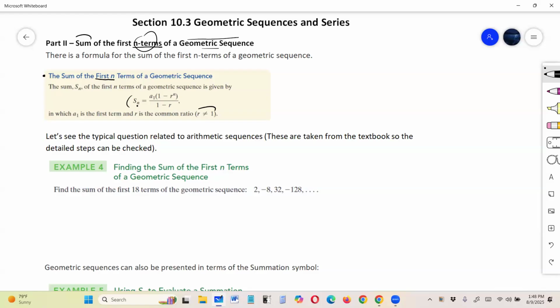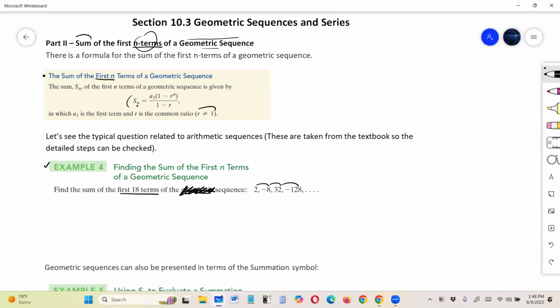So these are typical examples. This is one example taken from your textbook. It's just an application example so that you can use the formula. And the question is find the sum of the first 18 terms of the geometric sequence. Now, I don't have to tell you that this is a geometric sequence because you should be able, by looking at the terms, to identify this as either an arithmetic sequence or a geometric one, because these are the only ones that you're responsible for in this course.